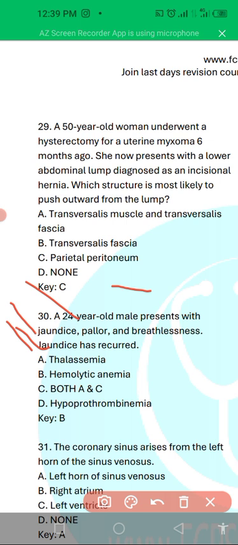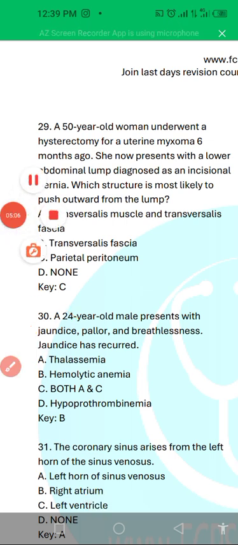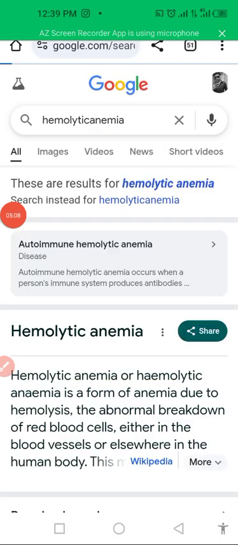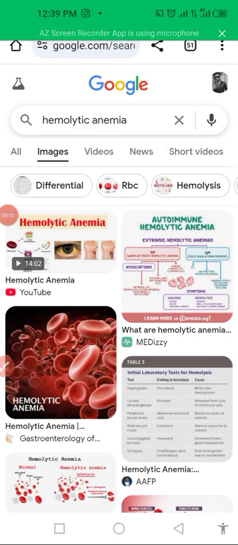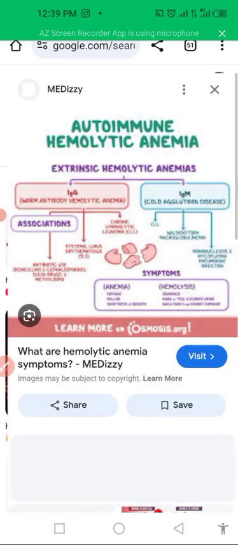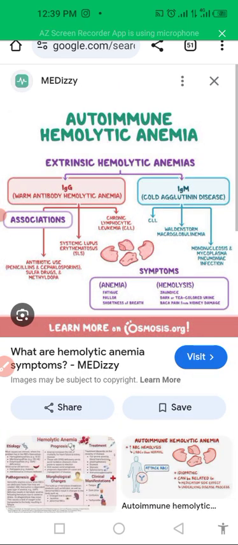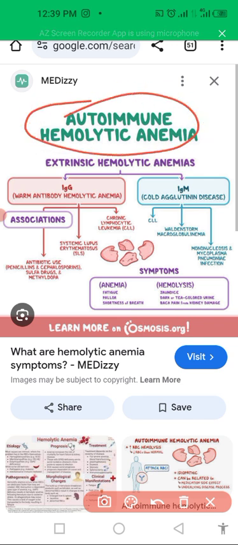The next one is a 24-year-old male patient who presents with jaundice, pallor, and breathlessness. Jaundice is recurrent because of hemolytic anemia in the patient. There are intrinsic and extrinsic hemolysis. As I mentioned, two types of hemolysis are there: intrinsic and extrinsic. Intrinsic occurs inside the vasculature, extrinsic occurs outside. Now, extrinsic hemolytic anemia occurs because of IgG or IgM antibodies. IgG is warm, IgM is cold.